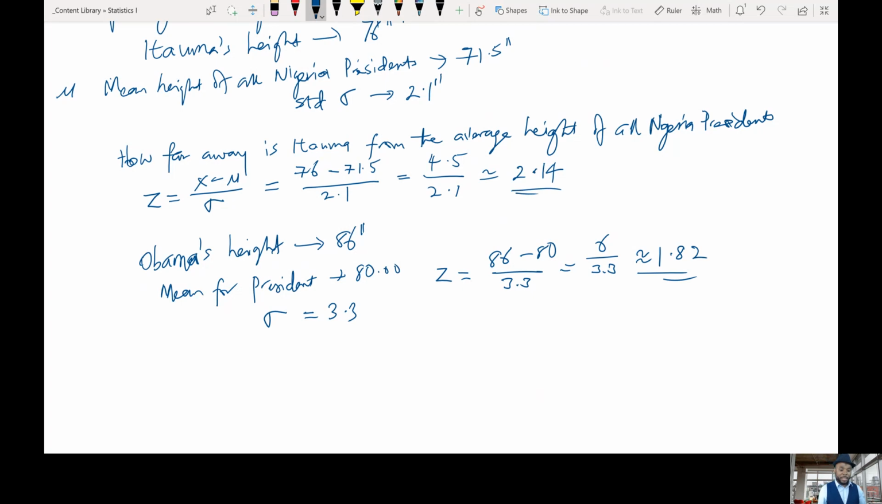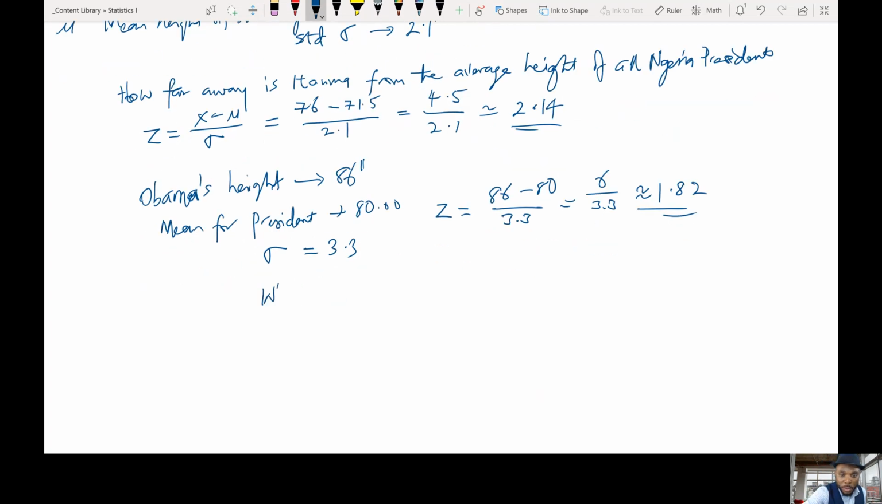So now the question is, who is relatively taller? As you can see, Obama is kind of usual relative to the height of all presidents in the US. It's not more than 2 standard deviations from the mean height of all presidents in the US, so it's considered usual. It's not unusual to have a president of that height, whereas in Nigeria, it's unusual to have a president of my height.